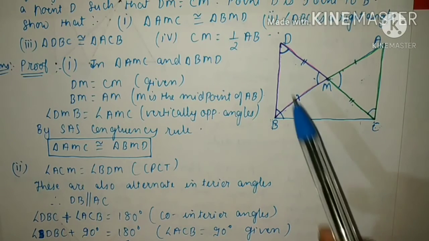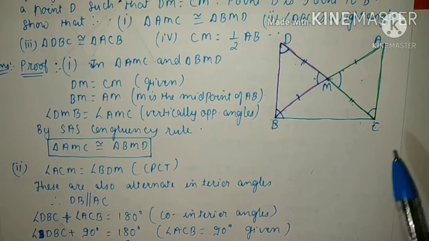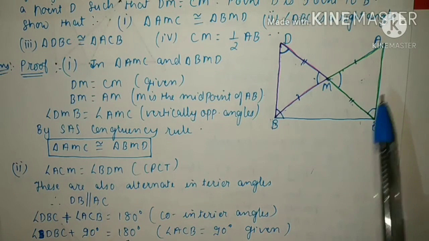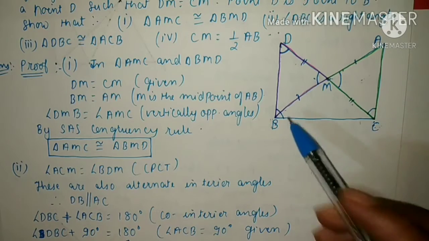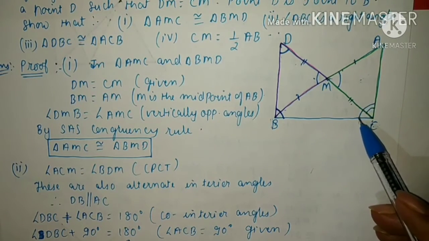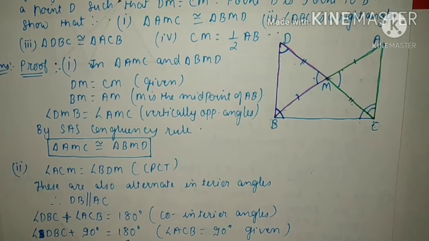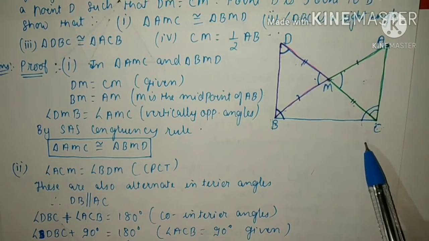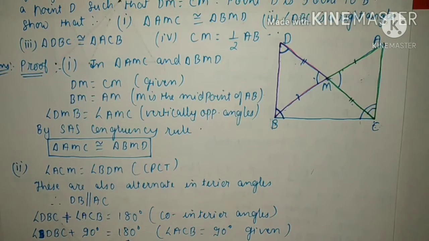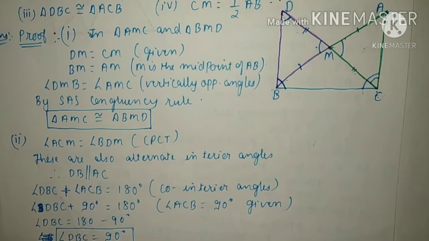Now suppose these two lines are parallel and this BC is a transversal. Now if these two lines are parallel and this is a transversal, then this angle and this angle will be co-interior angles, and their sum will be equal to 180 degrees. So we can write angle DBC plus angle ACB is equal to 180 degrees. Why? Because they are co-interior angles.